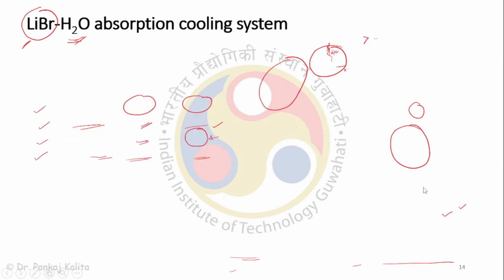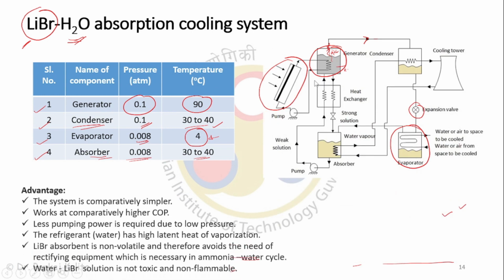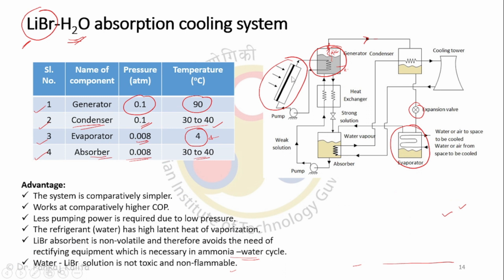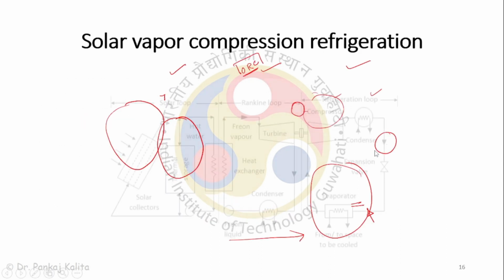This LiBr-water is an absorption cooling system. These are basically vapor absorption systems combined with solar thermal. A LiBr system was installed in Ahmedabad, and this is the cost of the plant. That's for a plant of 25 tons. The cost is not so high. A significant amount goes to the solar unit, but if you take the electricity savings and all those things into account, this will actually be cheaper, and it's environment friendly.